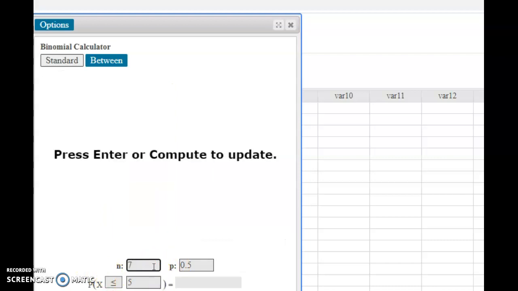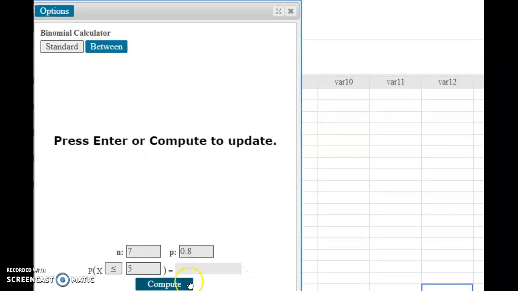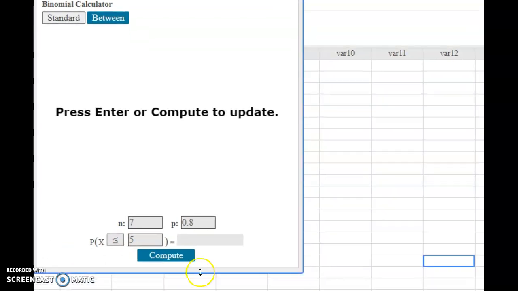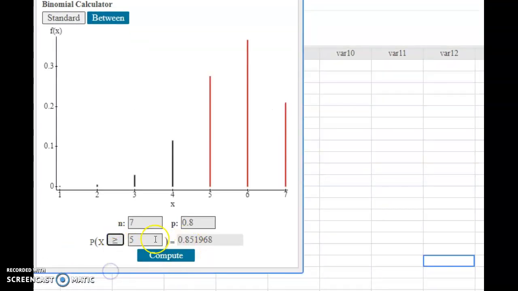We had 7 customers. We had our probability of success is 0.8, and we are looking for at least 5, so that's greater or equal to 5, which gives us a probability of 0.852.